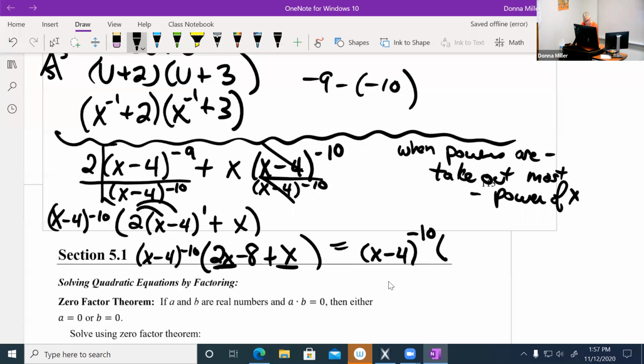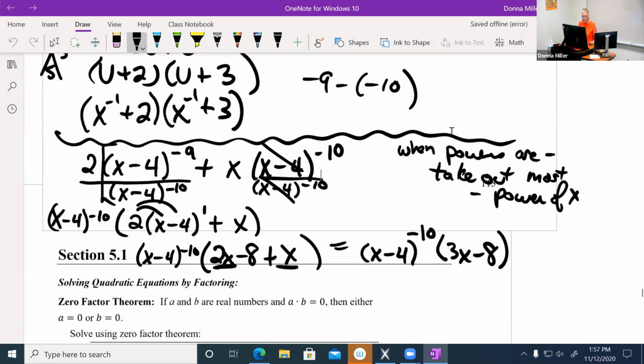Let's see, 2x plus x would be 3x minus 8. Now I've got a factor, okay? So when you have negative exponents, negative powers of x that they all share, you want to take out the most negative power that you can. All right, and I'll do another one just to drive it home because that happens frequently in calculus.